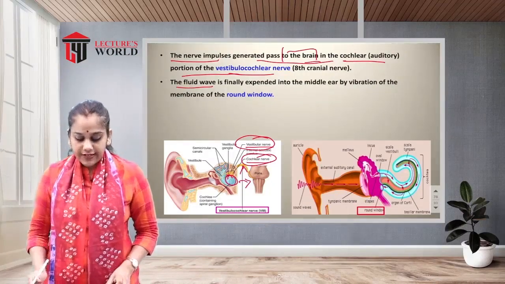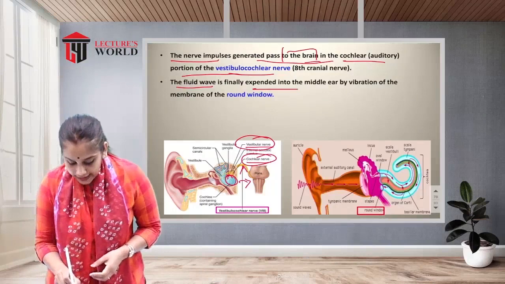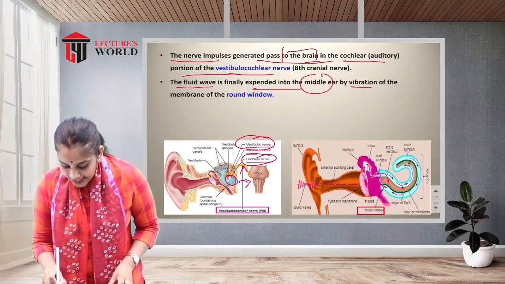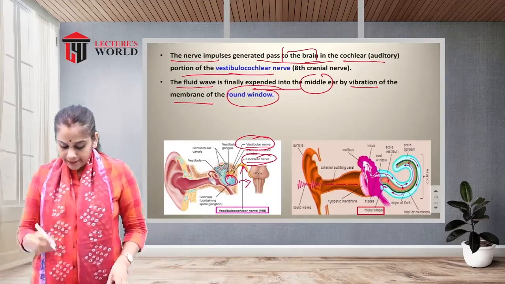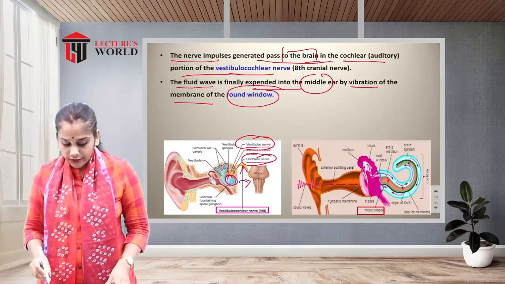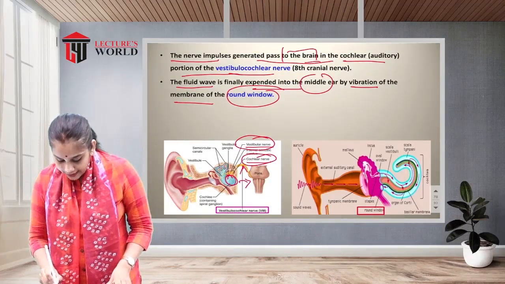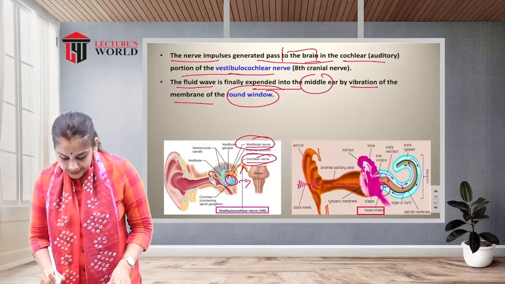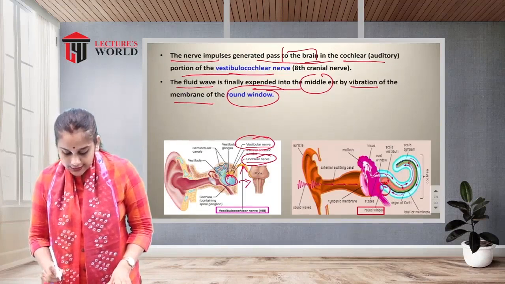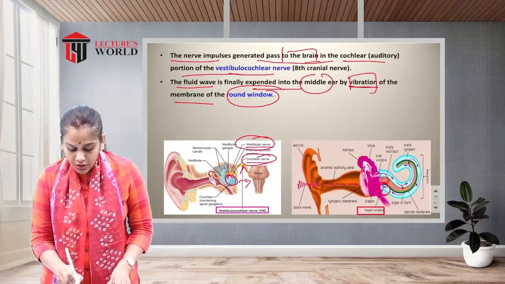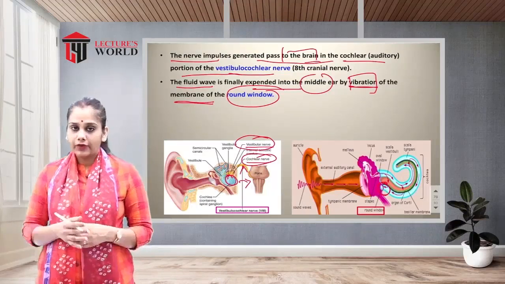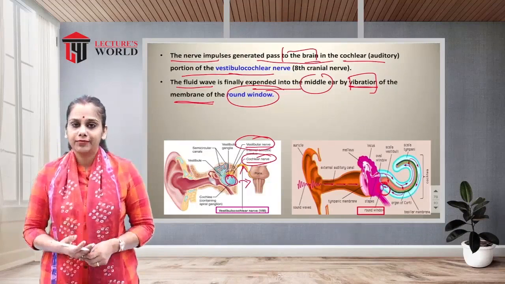The fluid wave is finally expended into the middle ear by vibration of the membrane of the round window. Okay, so what occurs? The fluid wave reaches the round window. You can see this is the round window. So here there is a vibration, the vibration of the membrane of the round window.